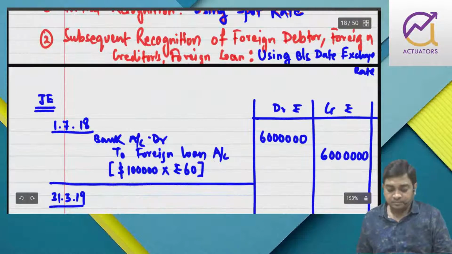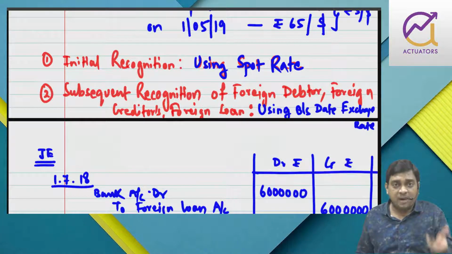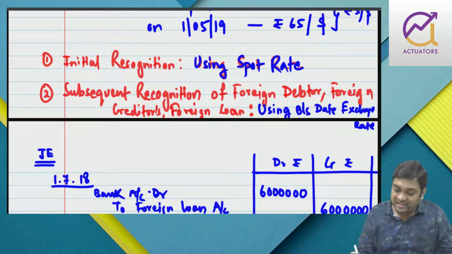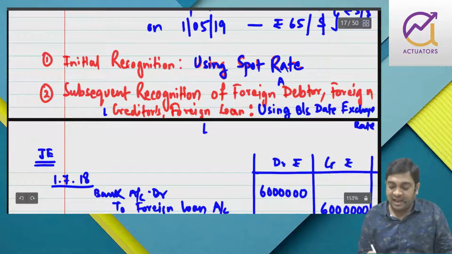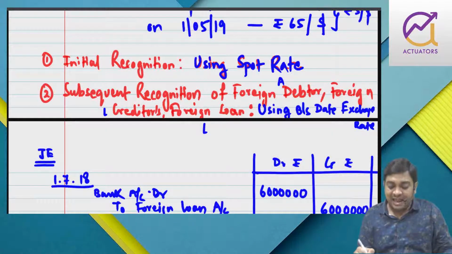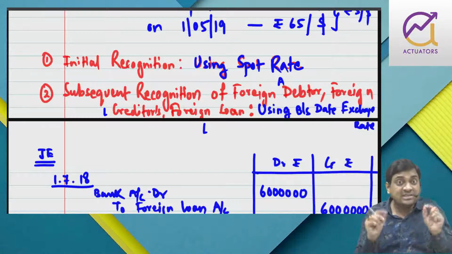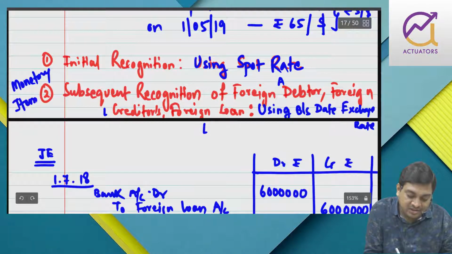Right? So it is clearly mentioned that whenever you enter transactions with a foreign party, you have to restate such asset or liability, whatever. If it is a foreign debtor, it's an asset. Foreign creditor, it's a liability. Foreign loan, it's a liability, right? So these assets and liabilities which are receivable or payable in foreign currency are commonly known as monetary items. I'll just give you the definition. Hang on.